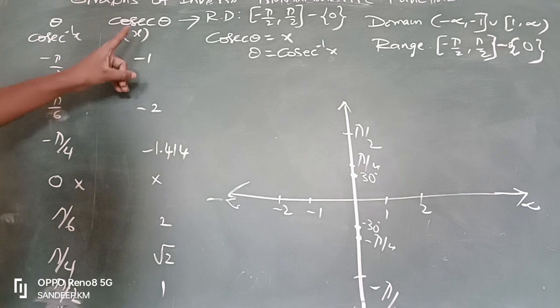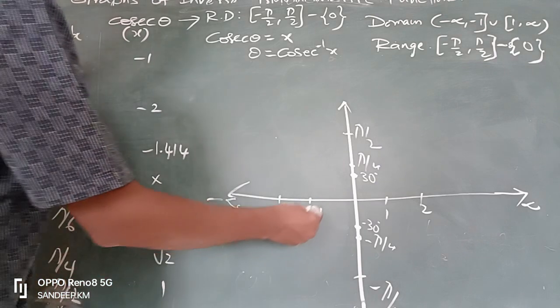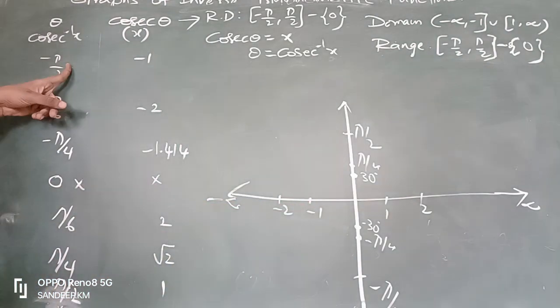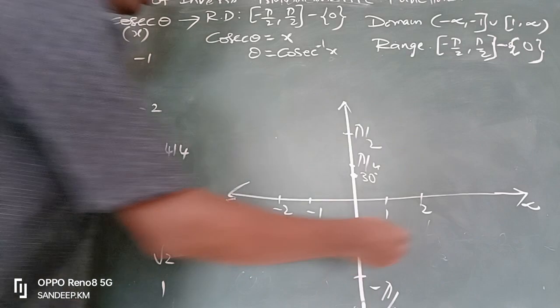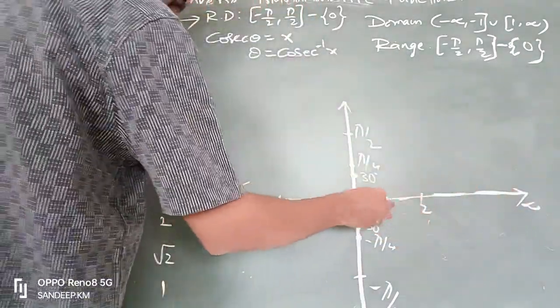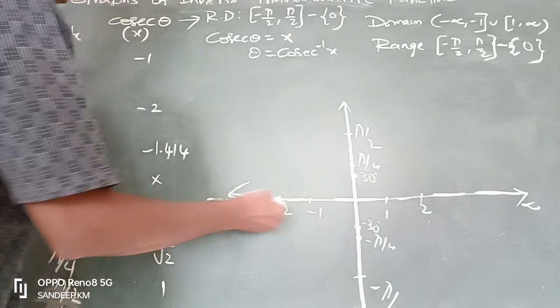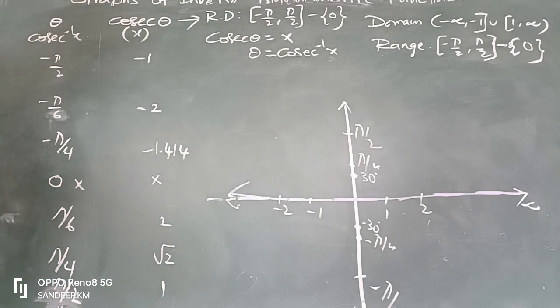What is it? When input is x, the output is cosec inverse x. Remember, when input is minus 1, the output is minus pi by 2, and before that, where is the dotted line? The output cannot be 0. That means the x-axis itself is the dotted line. Please observe. We will draw the graph easily if you know where the dotted lines are here.